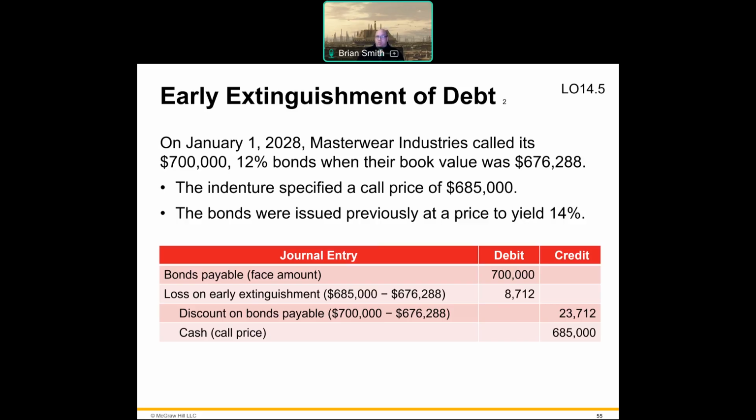So anyway, bottom line is you got your call price, which is 685. You're going to have your payable, which was 700,000. You're going to debit and credit those. You have your discount on the bonds payable. You're taking the amount of the bonds minus the book value, which is whatever you haven't discounted at this point. You're going to get rid of whatever the balance is in that discount. And then the remaining amount, the difference to plug, is going to be a loss.